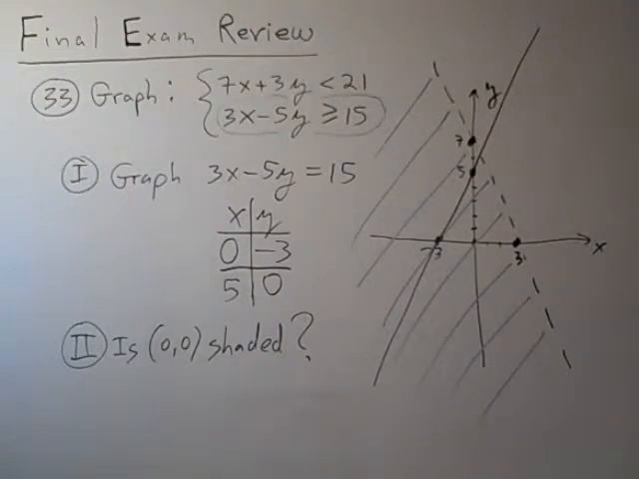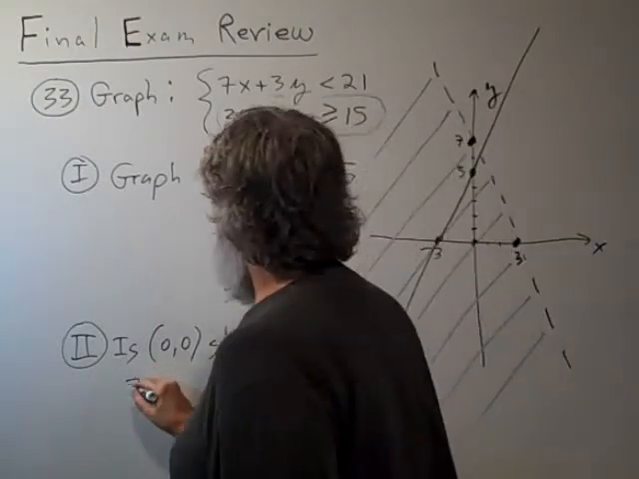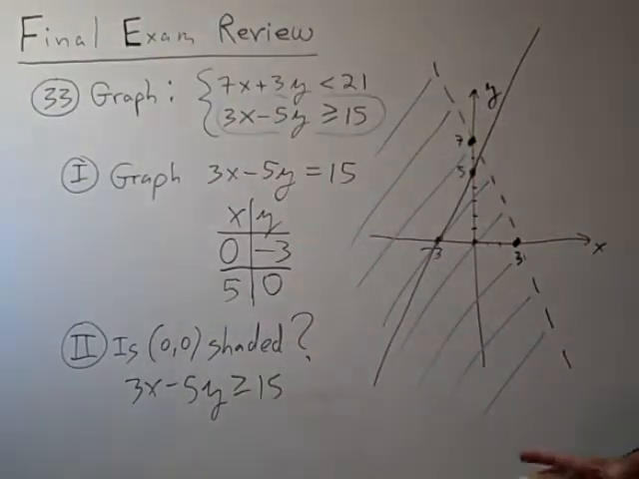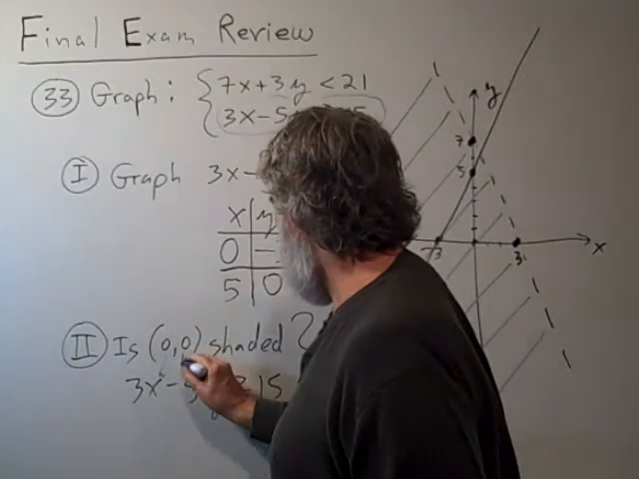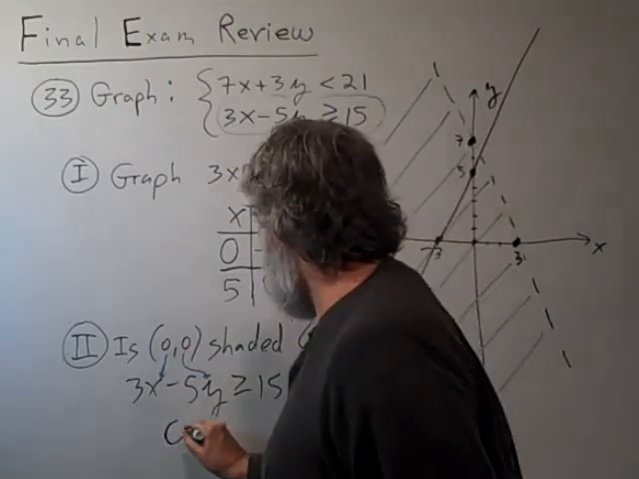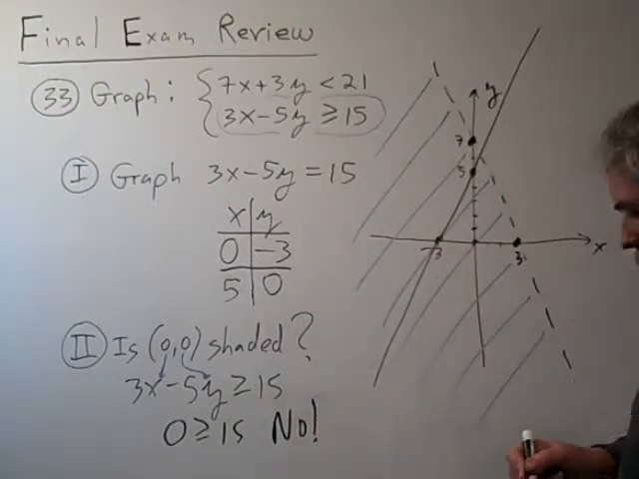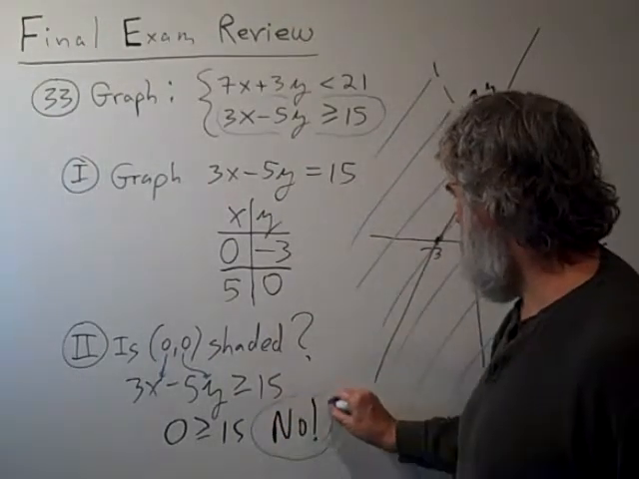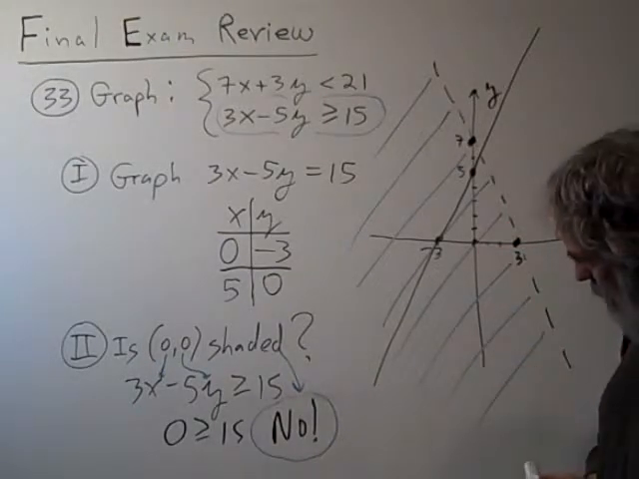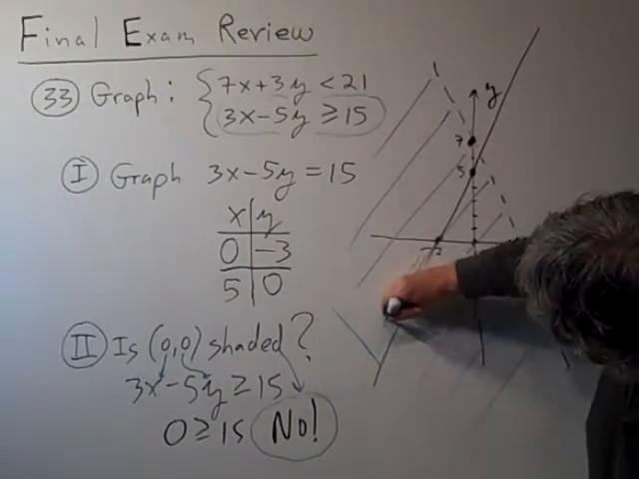And we have to ask, again, is the origin on the shady side of this line or not? So we go back to the original inequality, 3x minus 5y bigger than or equal to 15. Substitute in x and y both equaling 0 here, and see if it's true or false. This time we end up getting that 0 is bigger than or equal to 15, which is false. So the answer to our question about the origin being shaded here is no. If the origin isn't the shady side, then it's the opposite side, which is everything over here.